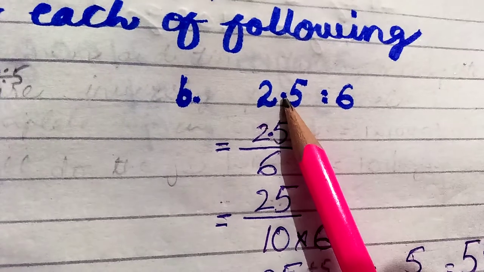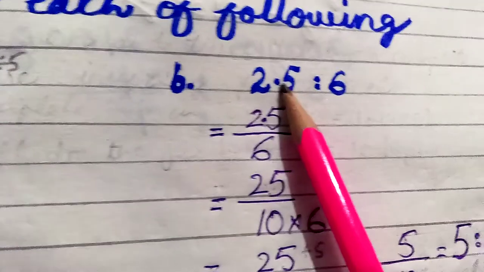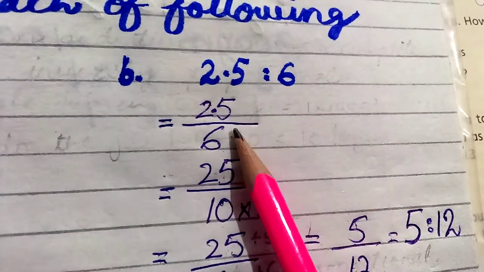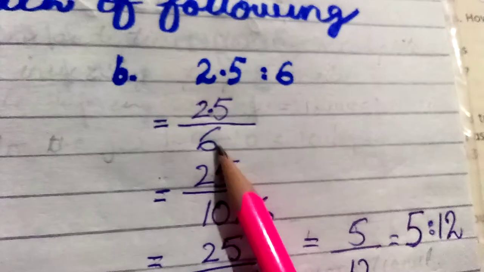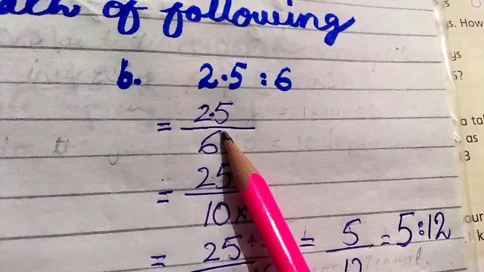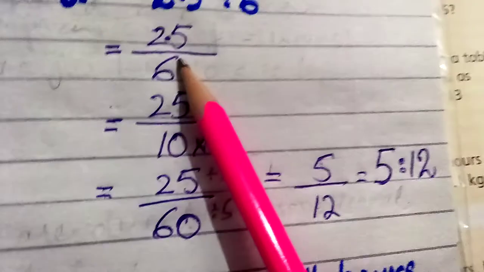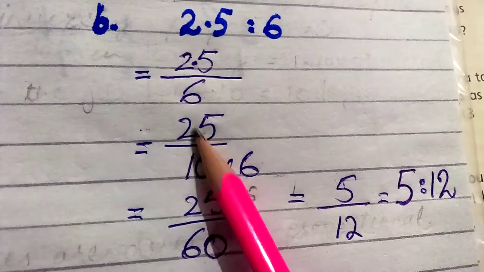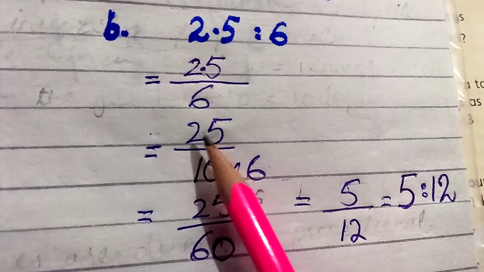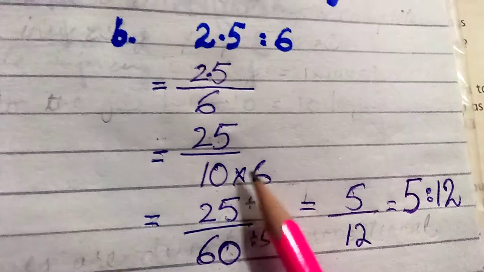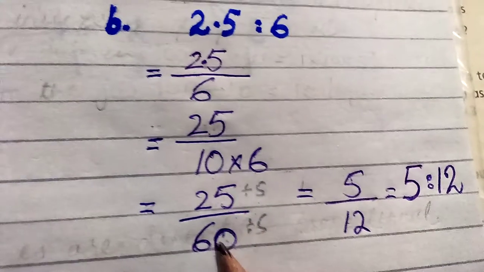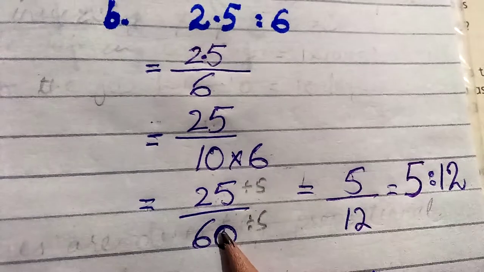This is a decimal number. In this question you will learn how to deal with a decimal number. First, write this ratio in the fraction form, 2.5 in the numerator and 6 in the denominator. Then the next step is changing the decimal number into fraction. When we change 2.5 into fraction, it becomes 25 upon 10, and this multiplied by 6. Now we have got 25 upon 60 because 10 times 6 gives us 60.